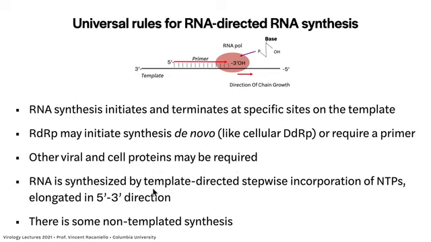As I've already shown you, RNA is made by a template-directed incorporation of NTPs. We copy the template in a 3 to 5' direction, or we read it, and we make the product in a 5 to 3' direction. So what's here is templated RNA synthesis, but in some cases, there is non-templated synthesis. We're going to see an example of that today.